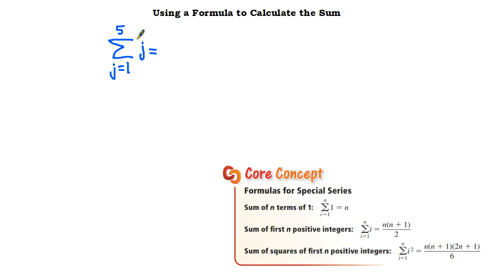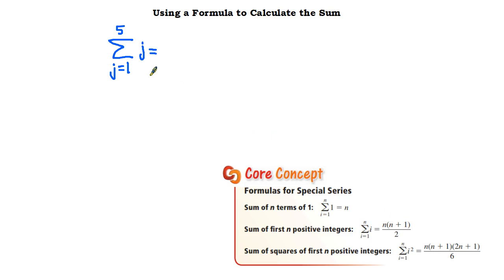Here we'll talk about the fact that you can use a formula to calculate some common sums for summation notation. So there's special series where you can calculate the sum using a formula. And so I just kind of wanted to show you a little bit of how you use the information from the summation notation in the formula itself.